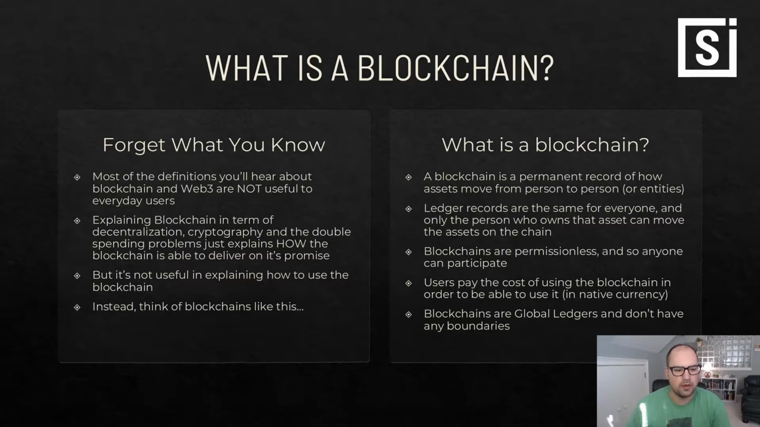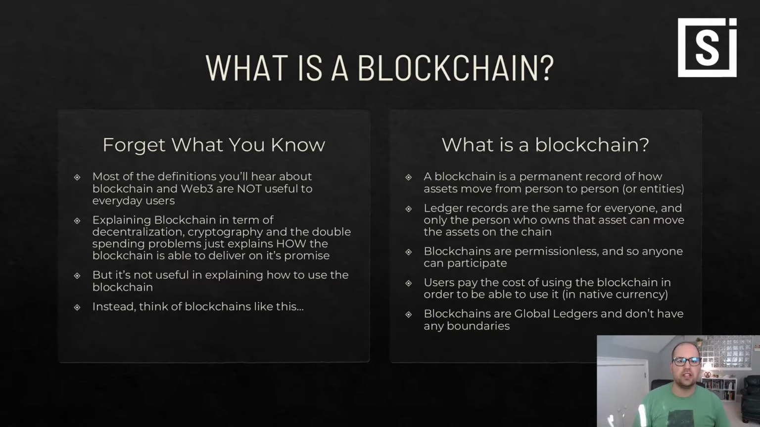Don't worry about the double spending problem because it's not really useful for how you're going to use this. Instead, I'm going to have you think about a blockchain like this. If you're a user, what do you need to know about this thing, assuming that everything I say is correct? First off, a blockchain is just a permanent record of how assets move from person to person or entity to entity. So all this is really just saying, hey, I'm Brian, I want to send you tokens, so I'm going to send you a bundle of tokens.